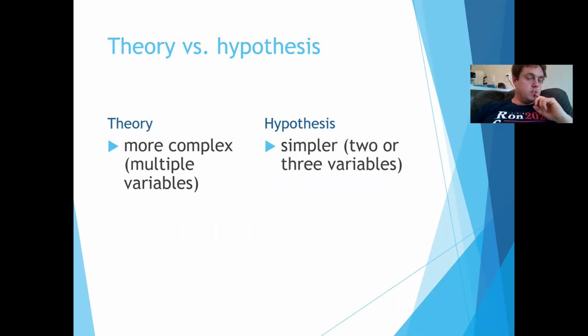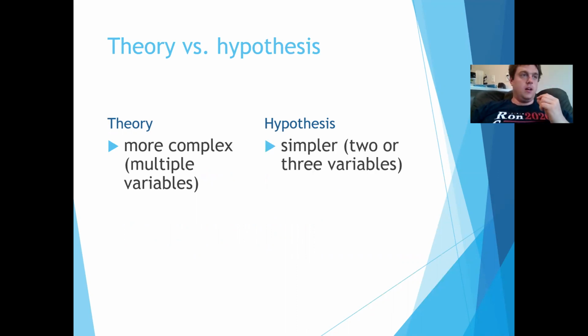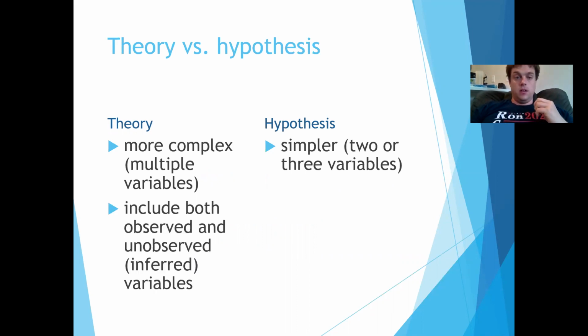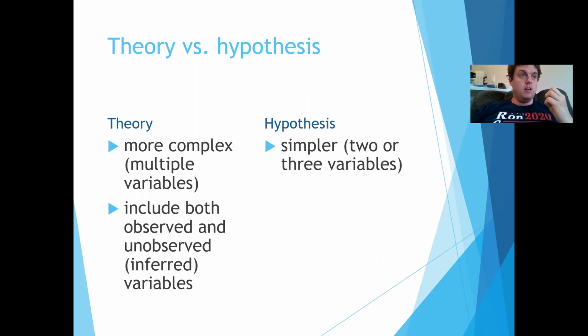Okay, so what exactly is the difference between a theory and a hypothesis? Well, a theory is again going to be more complex, and it's also going to be more abstract. It could involve observed variables, but it's also going to have a lot to do with unobserved or inferred variables. Hypotheses tend to be simpler, so you're testing one aspect or one assumption of a theory. Therefore, it's going to typically involve fewer variables than the more complex total theory.